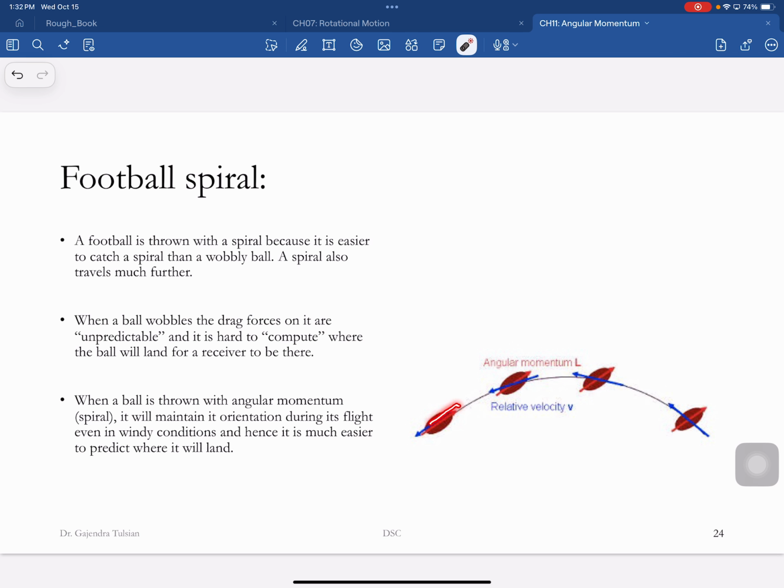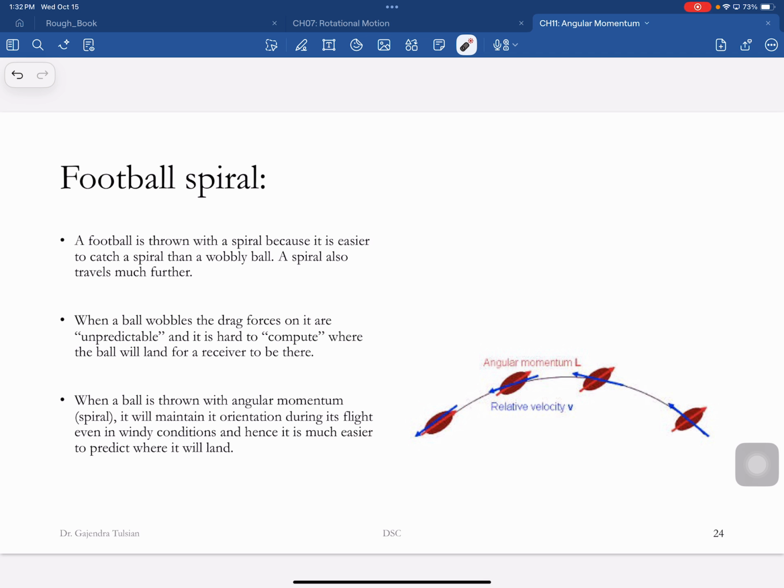What this is showing you is the relative wind velocity. So as the ball is moving in this direction, there's the air moving. And your supercomputer is able to calculate that. As soon as the ball wobbles, that becomes very hard.